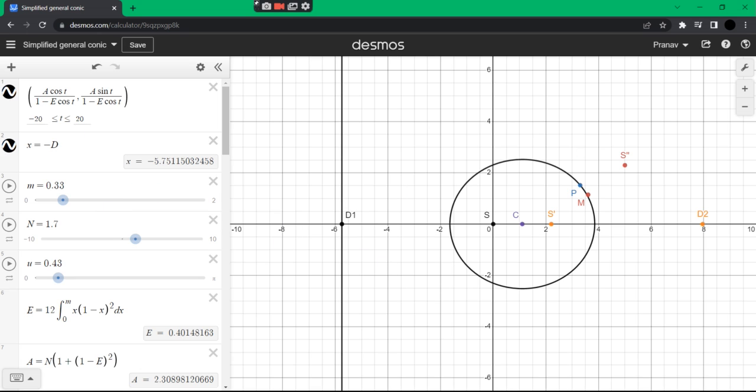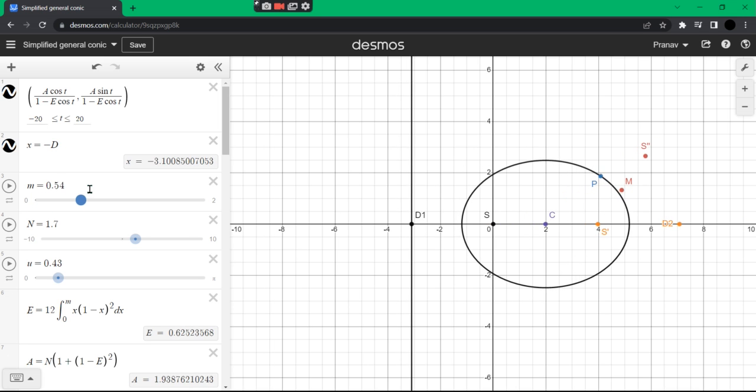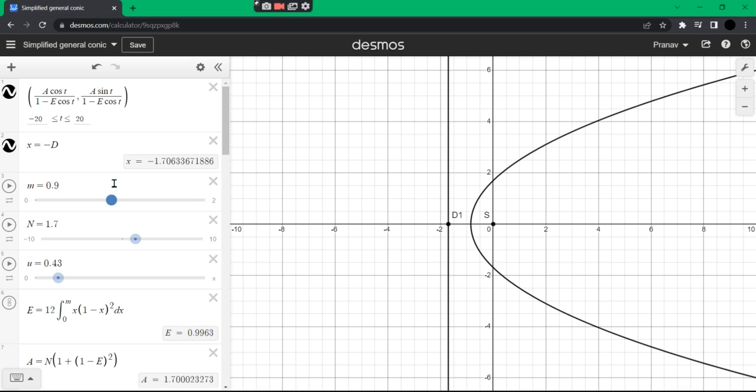Let's first see what's going on. First, you have these two black curves. You have x equal to minus d, which I labeled as d1. This is the directrix, and the focus is our origin. And this black curve is our conic. M is just a dummy variable that I vary to change the eccentricity. Whenever M is 0, eccentricity is 0. Whenever M is 1, eccentricity is 1.